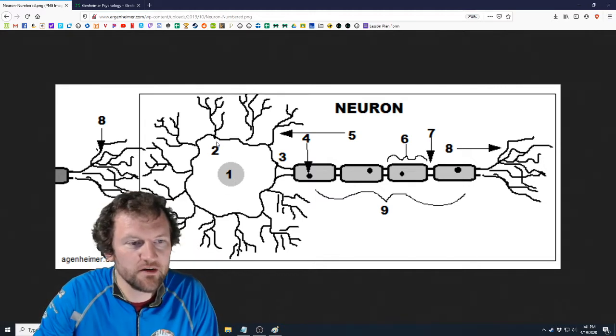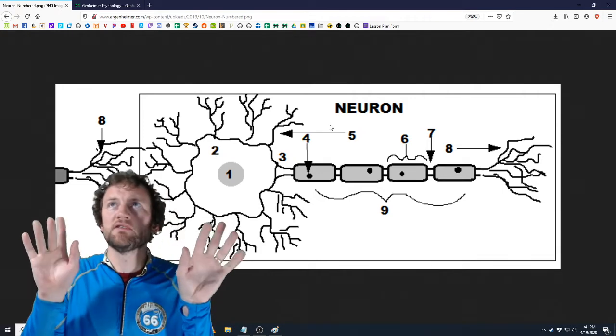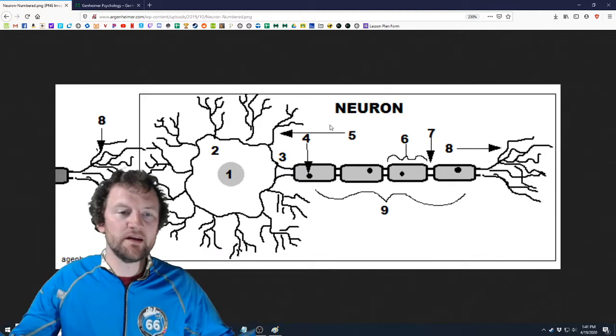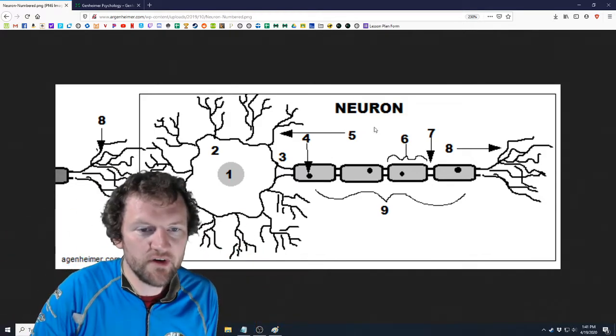1, like any cell, is going to be the nucleus of a cell. 2, also like any cell, is going to be the cell body or soma of a cell. 5 is the arms that extend out of the cell. They are the ears of the cell. They listen for other messages from other cells. 5 is the dendrites.